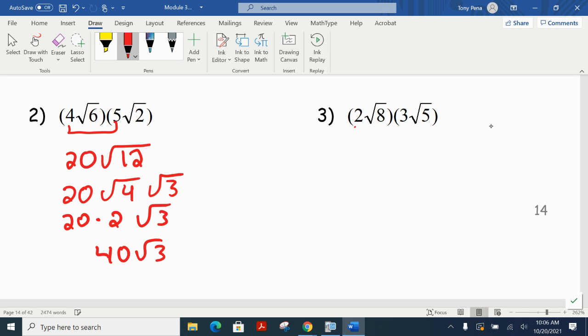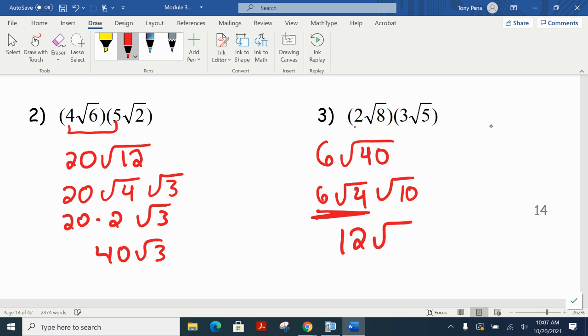Okay, last one. 2 times 3 will give you 6. And then underneath the radical, the 8 times a 5 will give you a 40. I don't think we've done 40 yet. But what's the perfect square that goes into 40? The obvious one here. 4. So 4 times 10 will give you the 40. This is a 6 times 2. So we get 12 root 10. All right, and then that would be our answer.